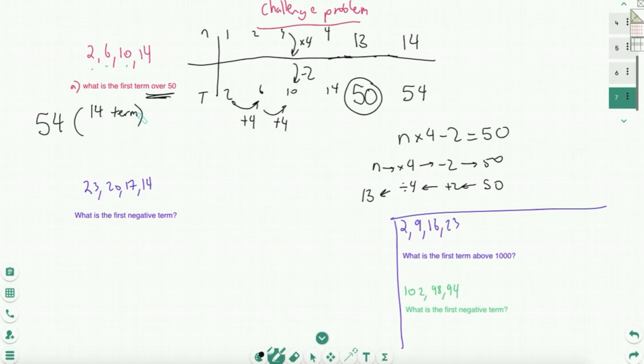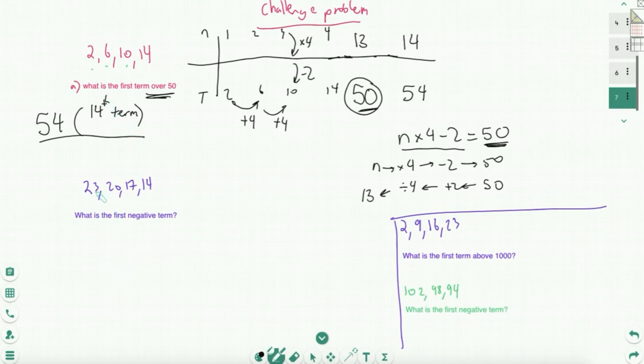So all you're going to do, guys, is find out which term gives you exactly 50. So you find your nth term, set it equal to 50, work backwards to find n. And so we know the 13th term is 50, therefore the 14th term must be 54, and that's the first term above 50. So that's our answer.